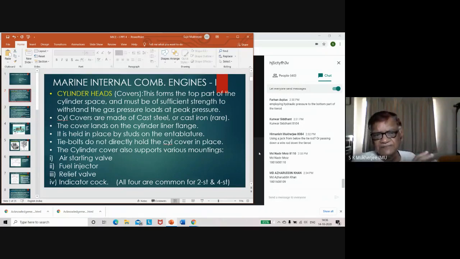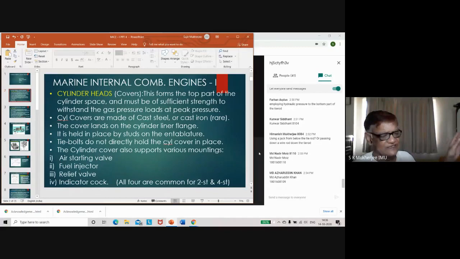So the indicator cock is used for two purposes mainly. One is to measure the conditions inside the combustion chamber while it is running. The second is, before starting the engine, to ensure that there is no water accumulated inside that chamber. Sometimes your fuel might be leaking, so it will fill up that place. Sometimes cooling water, which is used to cool the engine, might find its way into that chamber. And when you start the engine with water inside the cylinders and try to compress it, the whole engine will rupture, because hydraulic pressure is something no material can sustain beyond a limit.